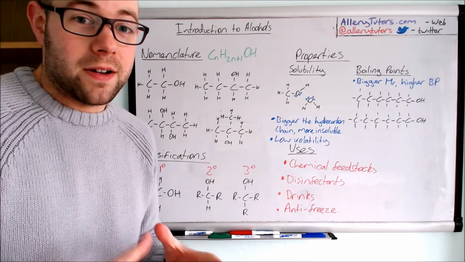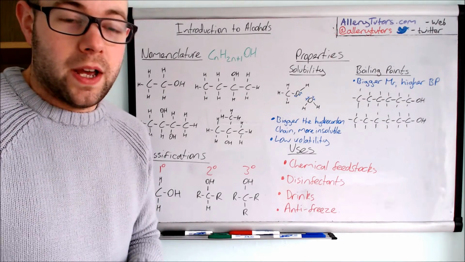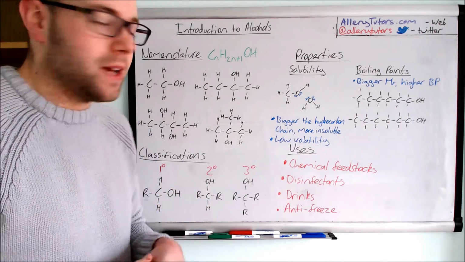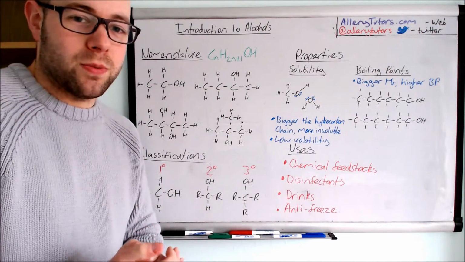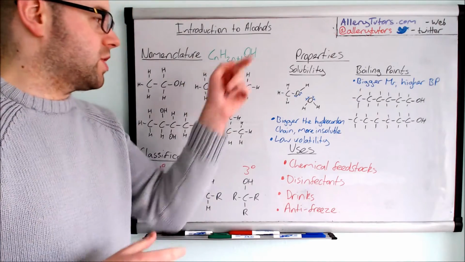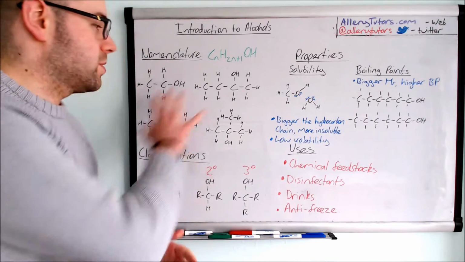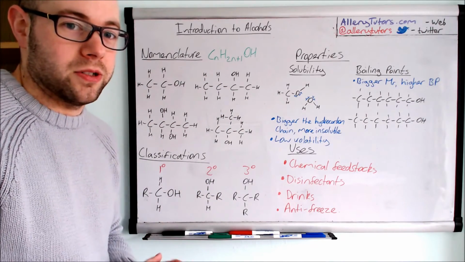Alcohols always have an OH group on the end of them, which we call a hydroxyl group. They have the general formula CnH2n+1OH. So this is the general formula that we use. Now, naming them is actually really important, so I'm going to show you how we name some of these alcohols on the board here.